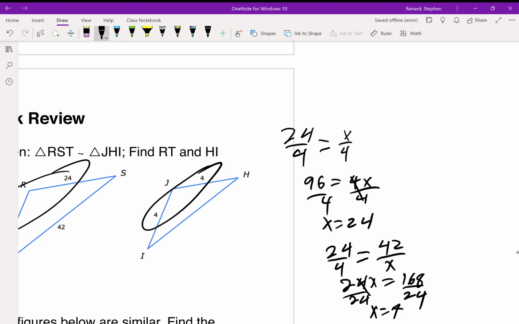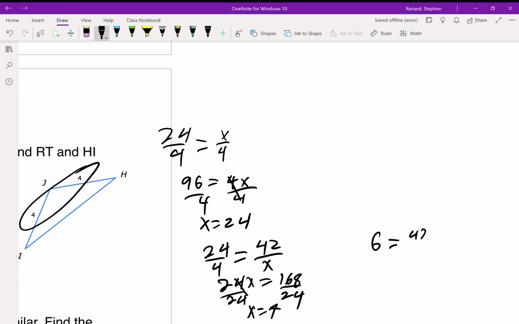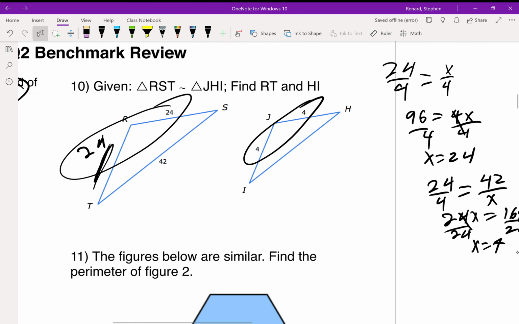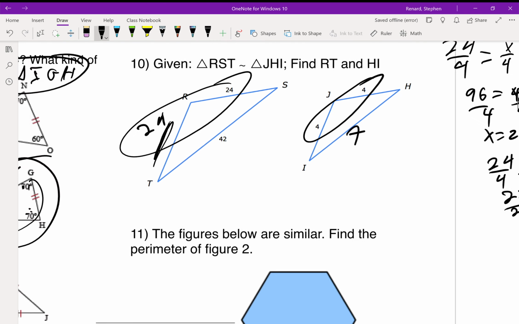The other way you can do that, 24 divided by 4 is 6. 6 equals 42 over x. And you go, 42 divided by what equals 6? And you go, hey, that's 7. So x has to equal 7 in order for this to equal 6. Either way, HI is 7.